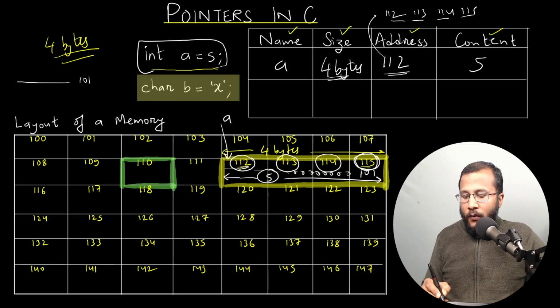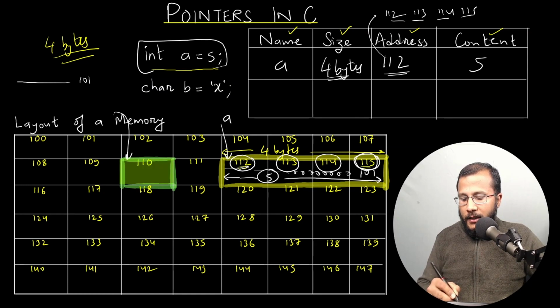Similarly, let's say I create one variable b. Now let's say b is allocated this particular space highlighted green in color whose address is 110. Because b is of type character, and character is 1 byte long, this is just one box, one memory cell allocated for b. The content is X, so X is stored here.